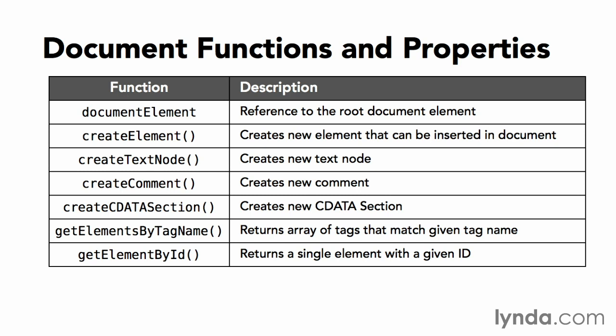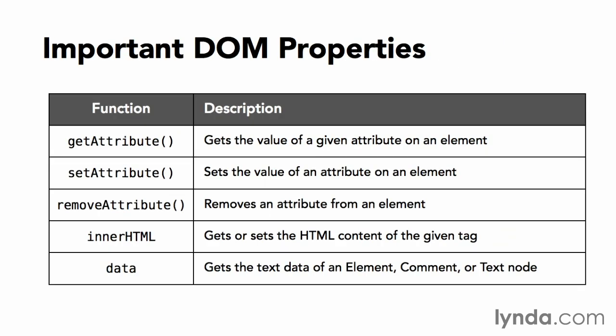There are some other important properties too. For example, you can get and set the attributes on a tag and remove a given attribute from an element. There's also a property called innerHTML, and that will give you or allow you to set the HTML content of a given tag simply by passing in a text string that contains well-formed HTML. And finally, there's the data property, which gets the text data of an element, comment, or text node. Throughout the rest of this chapter, we're going to be exercising these functions to perform various operations on XML content in our web pages. So let's get started with that now.